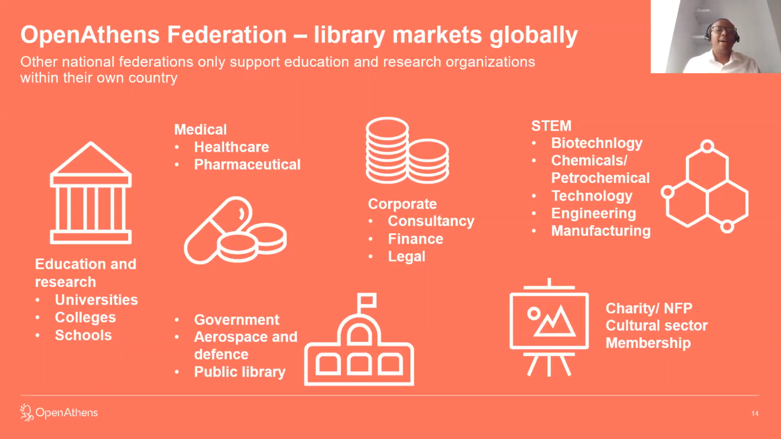Perfect. So now, the OpenAthens Federation library markets globally. Other national federations only support education and research organizations within their own country. So with OpenAthens, we have a truly international federation. We are pushing out federated access across all four corners of the globe. As we speak, we are speaking to someone who would potentially be joining to look after the South America region. At present, we have a representative looking after the Asia Pacific region, and we have representatives, including myself, looking after Europe, Middle East, and Africa.